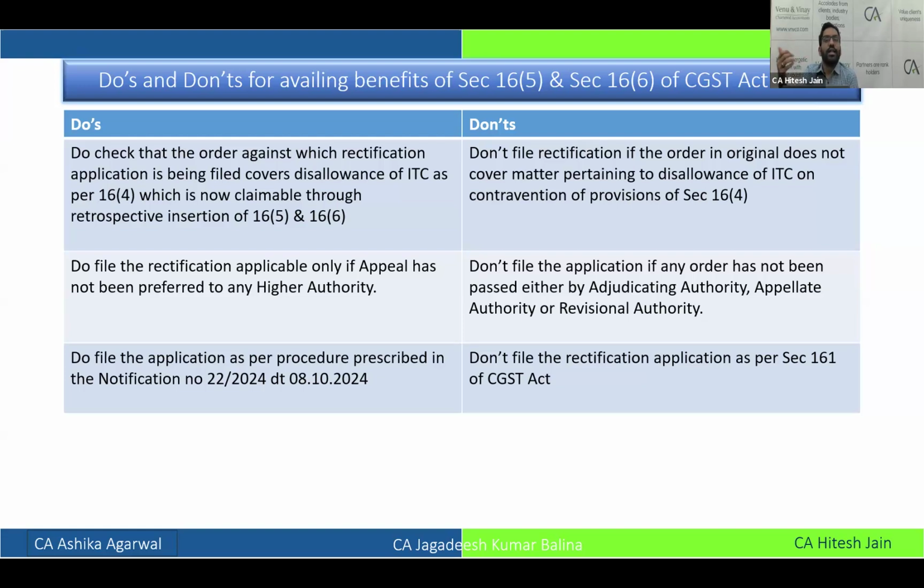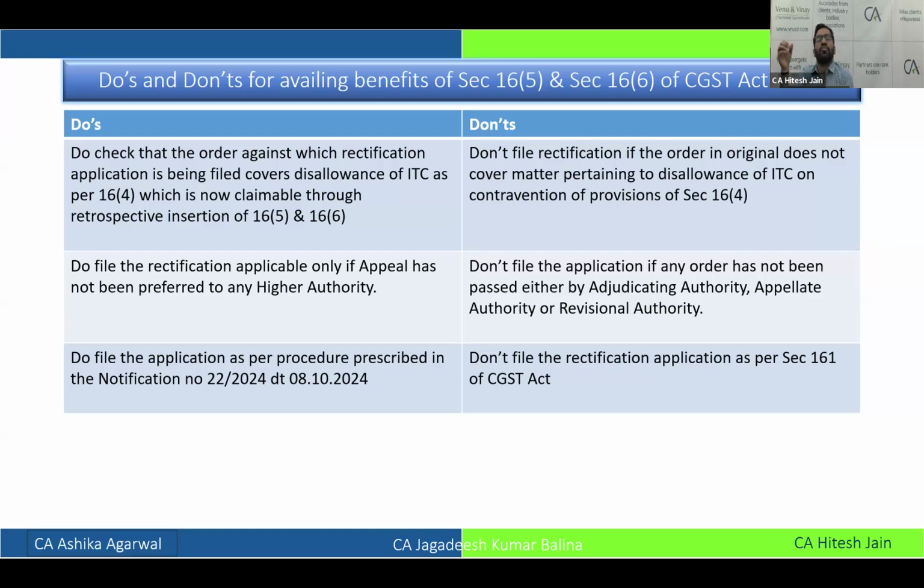Thirdly, we need to file the application as per the procedure stated in the notification number 22/2024 dated 8th October. What are the don'ts which we need to take care of? Don't file the rectification if the order does not pertain to 16.4, disallowance of ITC as per 16.4.